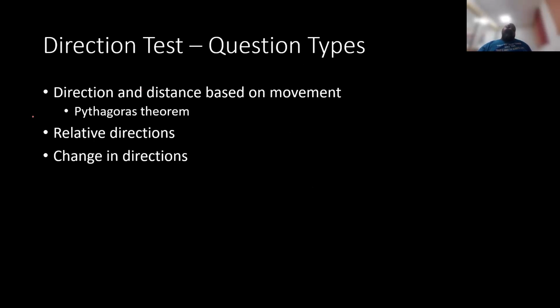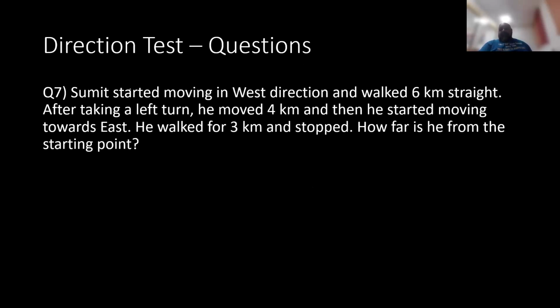But as far as questions are concerned, we'll be looking at these three types of questions. The first one, being the most common one, says to just trace the path and look at the starting and the ending point. Sumit started moving in west direction, walked 6 kilometers straight. After taking a left turn, he moved 4 kilometers and then he started moving towards east. He walked 3 kilometers and stopped. How far is he from the starting point?